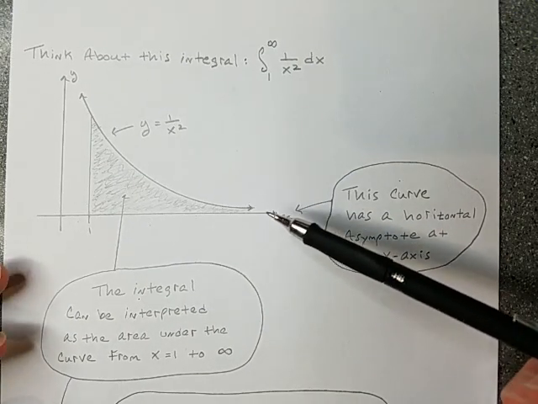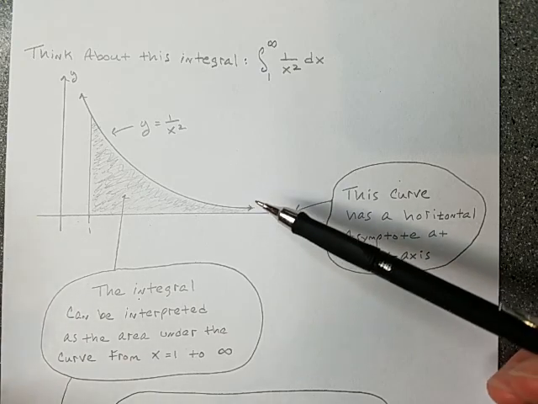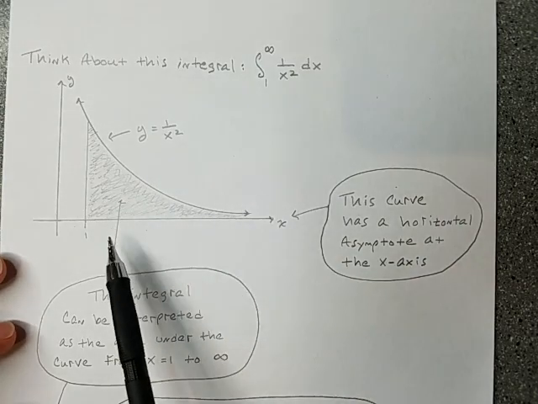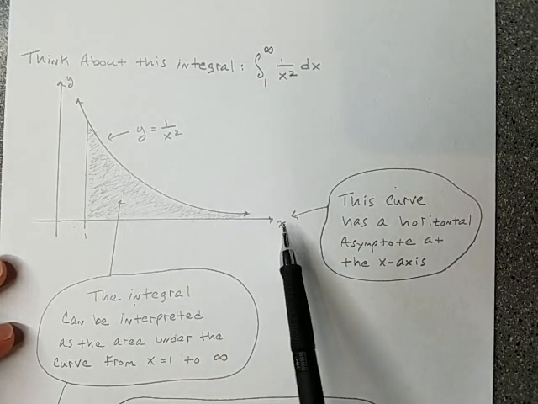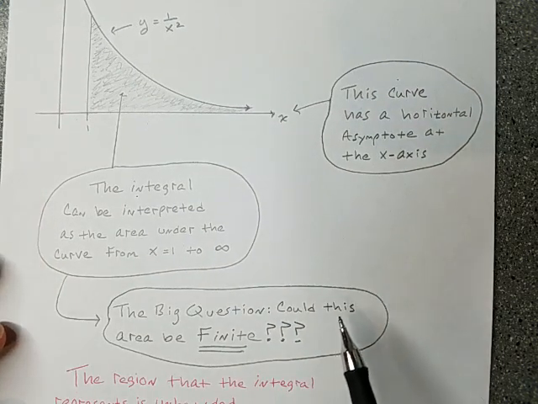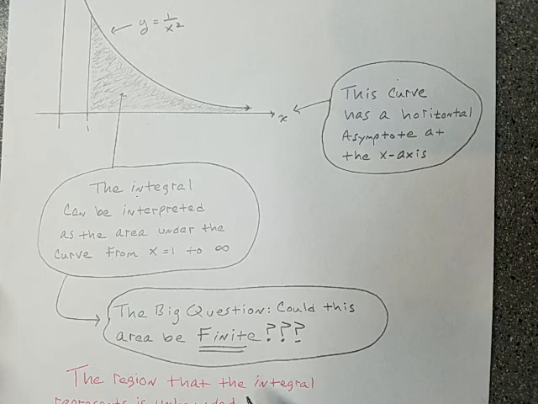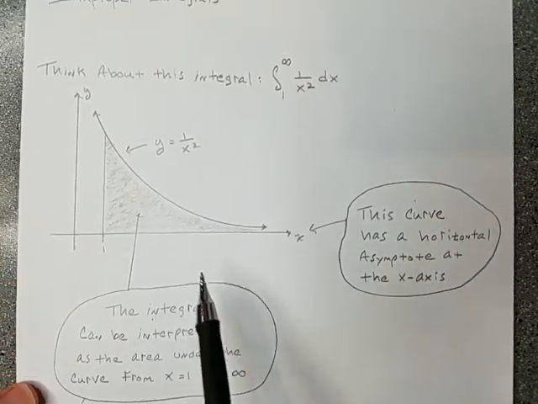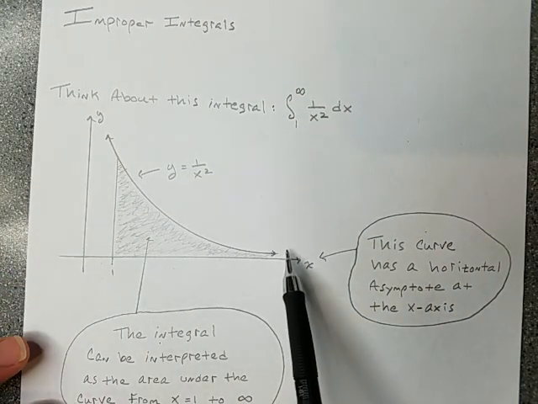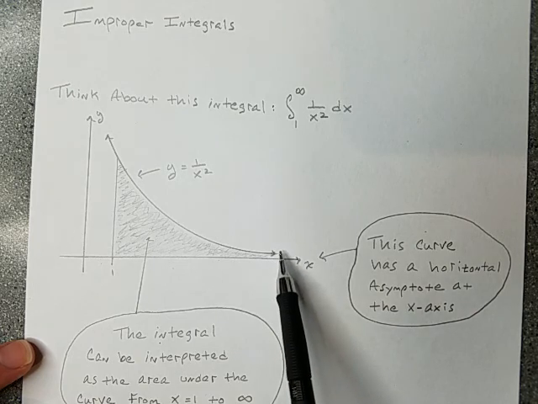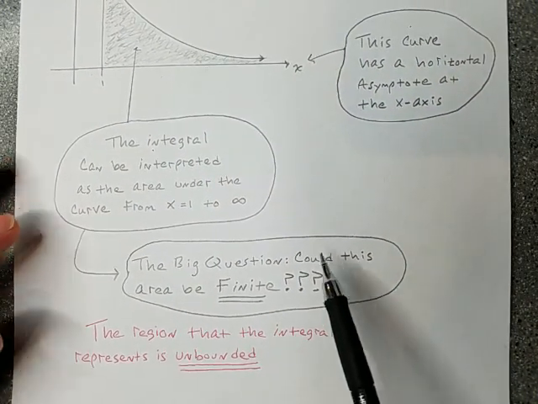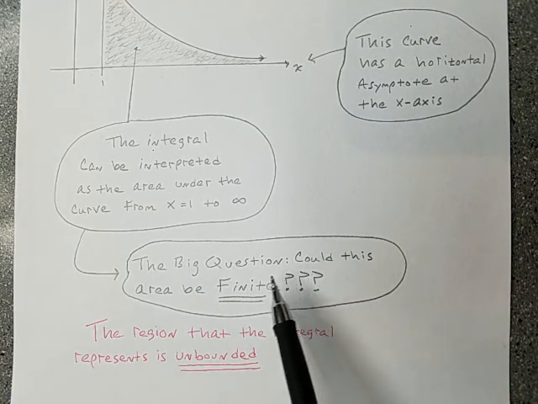So suppose that you understand that and you make this association between the integral and this area from 1 to infinity. Here's the big question: could this area be finite? The region that the integral represents, from 1 to infinity, is unbounded, because if you kept going out further and further, there's always a little bit of space between the curve and the x-axis. So to me, that's the big question: could that be finite?